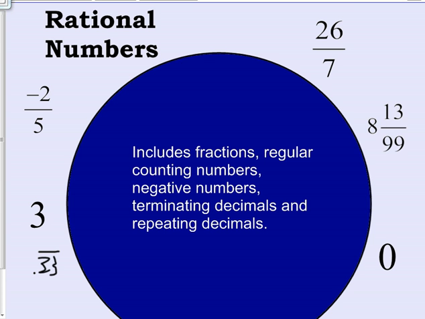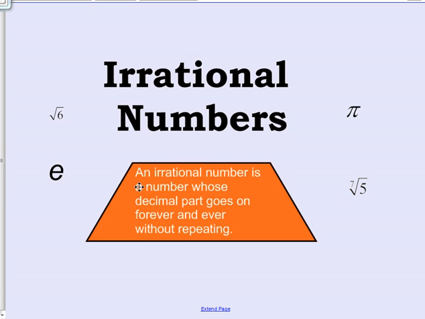All right, so all of those four categories, the natural numbers, the whole numbers, the integers, and the rational numbers, all go under the first subcategory. The category that's out on its own are the irrational numbers. And an irrational number is a number whose decimal part goes on forever and ever without repeating. So the most obvious irrational number is pi. As we know, it goes on and on and on forever.